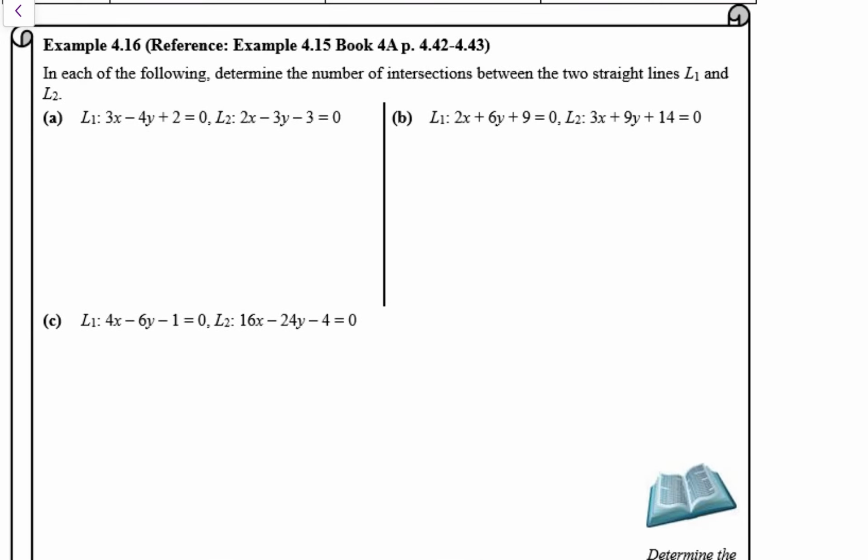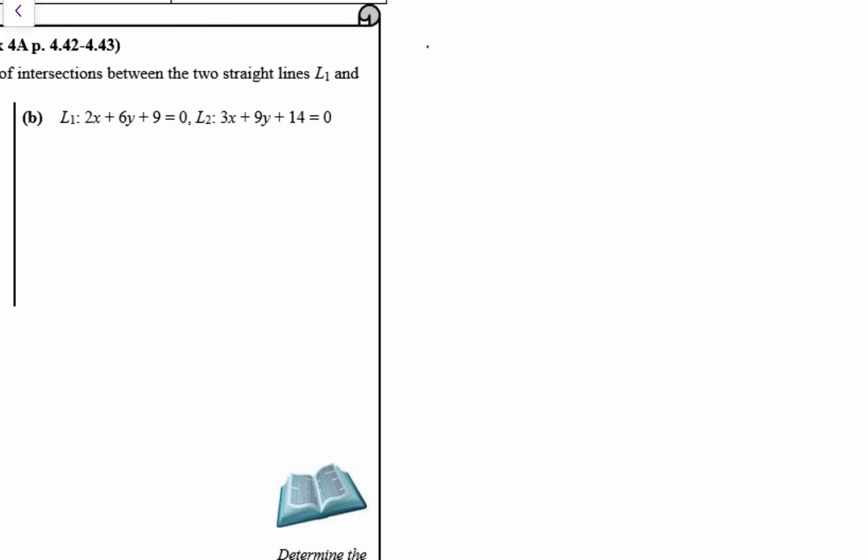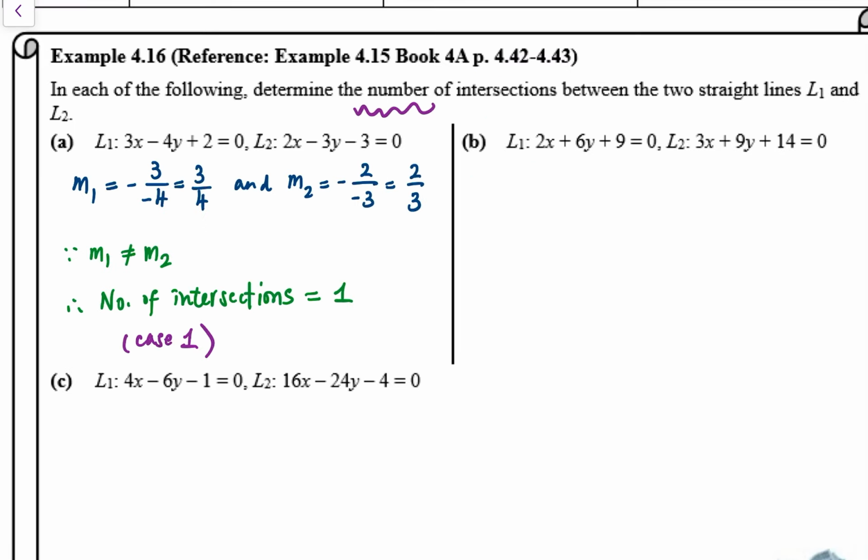Let's look at example 4.16. We want to determine the number of intersections between the two straight lines. In general, for a straight line in the general form, we can find the slope and the y-intercept. Here, the two straight lines have unequal slopes, so the number of intersections will be 1. That would be case 1 in our table.